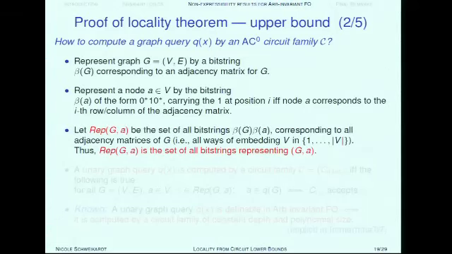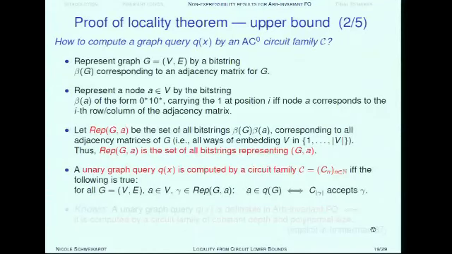Then I say rep of G and A is the set of all bit strings that represent the graph G together with the node A. Why do I get a set? Because I have lots of equivalent adjacency matrices. Every way of embedding the nodes of the graph into the numbers 1 up to n, which are the rows and the columns of the adjacency matrix, gives one representation of this graph together with the node. So we have up to n factorial bit strings in there.